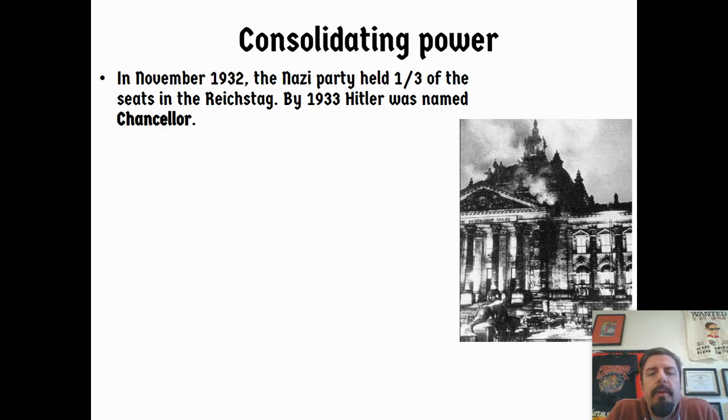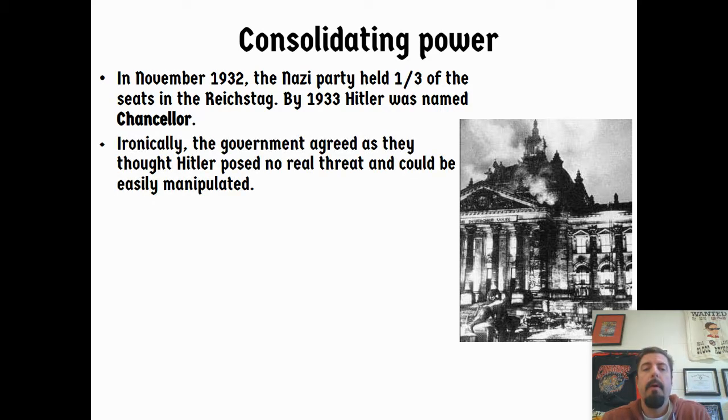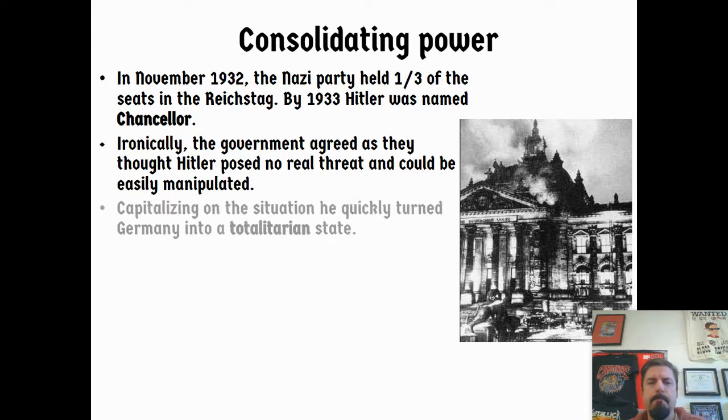So November 1932, the Nazi Party held 1/3 of the seats in the Reichstag. They actually never held a majority of the seats in the Reichstag. By 1933, Hitler was named chancellor, which I have already mentioned. Ironically, the government agreed as they thought Hitler posed no real threat and could be easily manipulated. Hitler was a great speaker, but I think a lot of people underestimated what he would do once he got into power. He capitalized on the situation and quickly turned Germany into a totalitarian state.